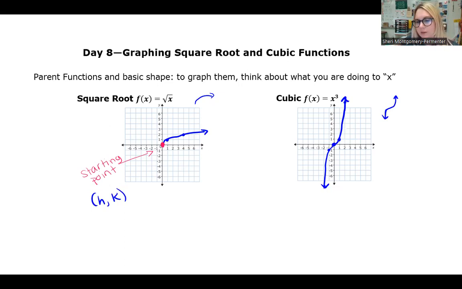For the cubic graph, there's also a really important point, and it's that center point. And that is also HK. We're going to talk about that in a second.